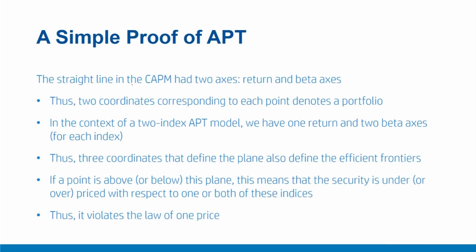To summarize the APT model, we started with the simple CAPM. In a straight line CAPM where there were only two axes, return and beta axis, we found two coordinates corresponding to each point that denoted a portfolio. Now, we translated this to a two index APT model where the two indices were I1 and I2, and there was one return axis Ri bar and two beta axes corresponding to each of the I1, I2 indices. We had two beta axes, and therefore we had to use three coordinates, one corresponding to the return and two corresponding to Bi1 and Bi2 betas.